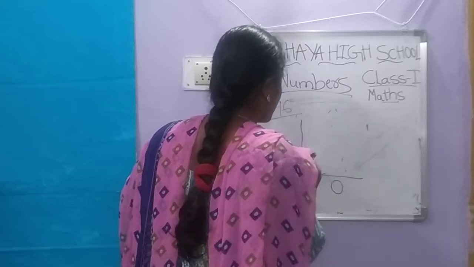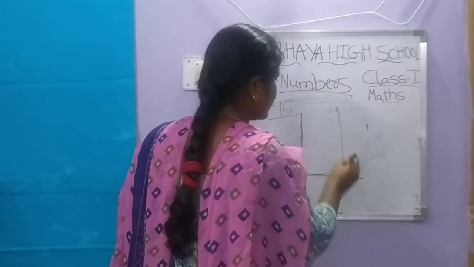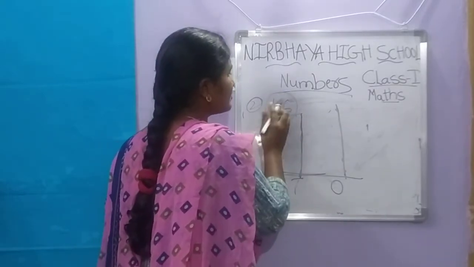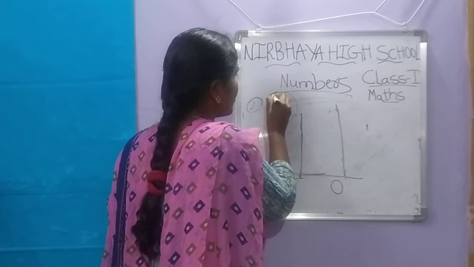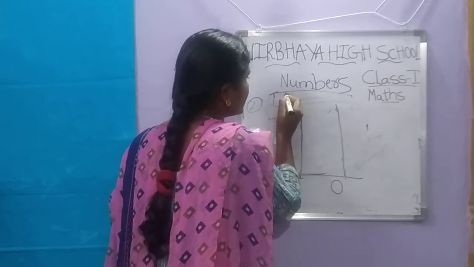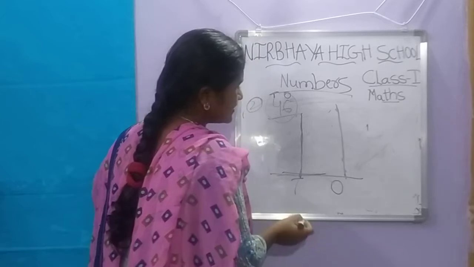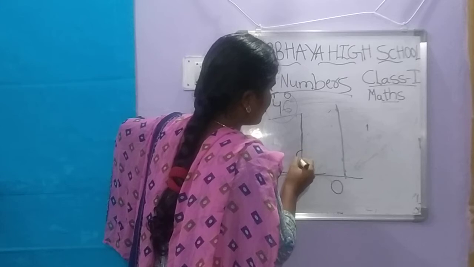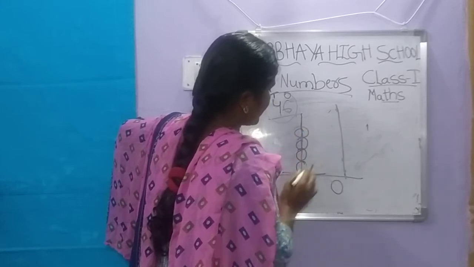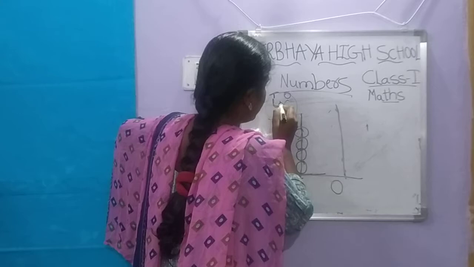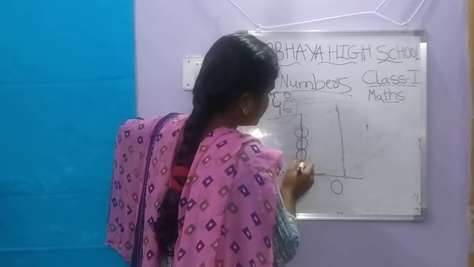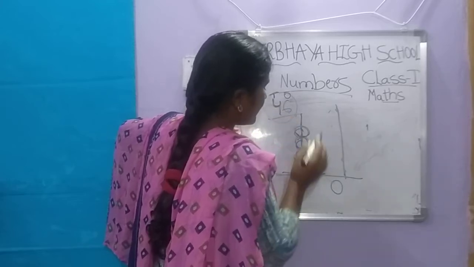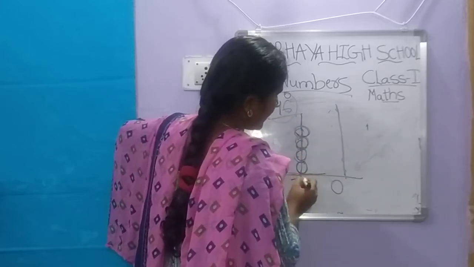Next we draw the spike. This is the spike. How many tens are there on the left hand side? 4 tens are there. And on the right hand side, 6 ones are there. Tens means how many tens? 4. So we should draw 4 beads: 1, 2, 3, 4. We draw the 4 beads in the left hand side, in the tens place.